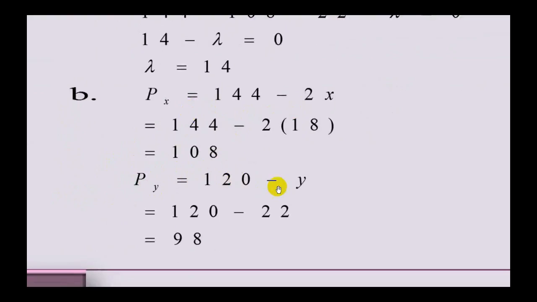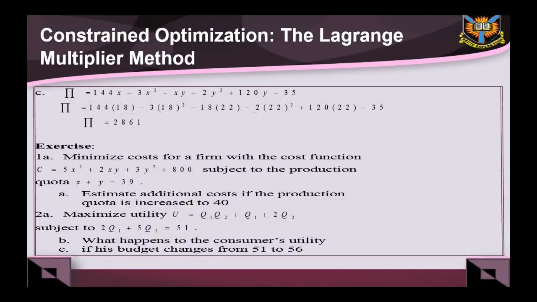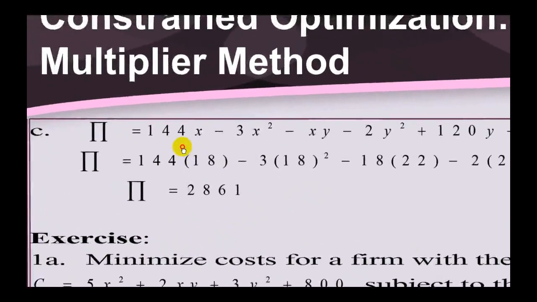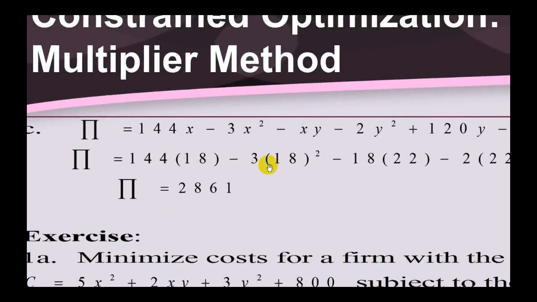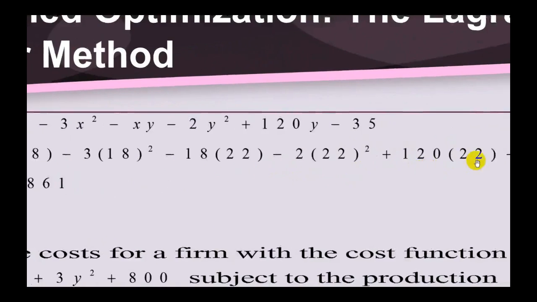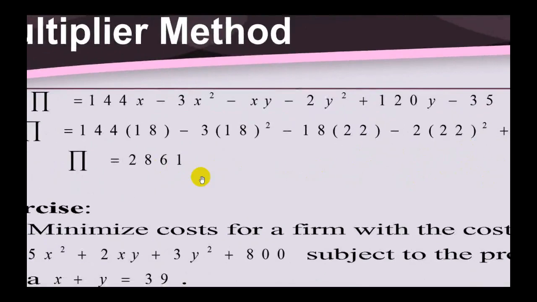B. Px equals 144 minus 2x, which equals 144 minus 2 of 18, which equals 108. Py equals 120 minus y, which equals 120 minus 22, which is equal to 98. Profit equals 144x minus 3x squared minus xy minus 2y squared plus 120y minus 35, which equals 144 of 18 minus 3 of 18 squared minus 18 of 22 minus 2 of 22 squared plus 120 of 22 minus 35. Profit equals 2,861.